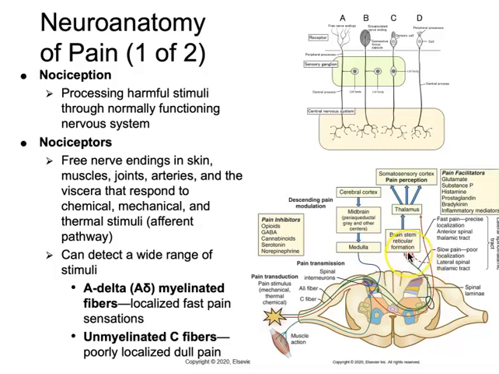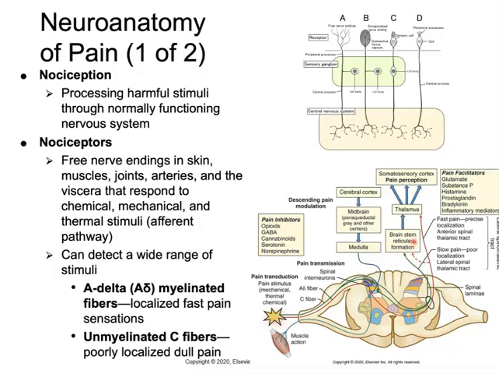And then they'll synapse with our third order neurons, which are still going to be afferent or sensory neurons, but they're going to travel through an area known as our spinothalamic tracts. And these spinothalamic tracts carry information to our reticular formation, our hypothalamus, thalamus, and limbic system, so that we can interpret pain location and intensity.